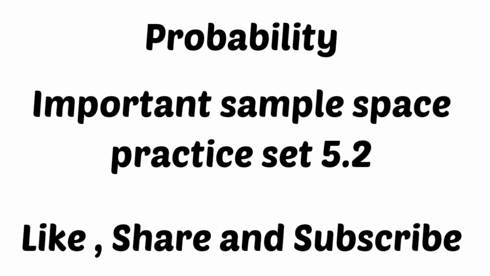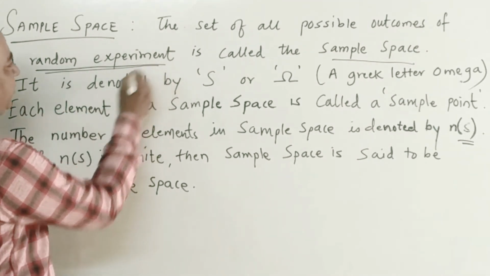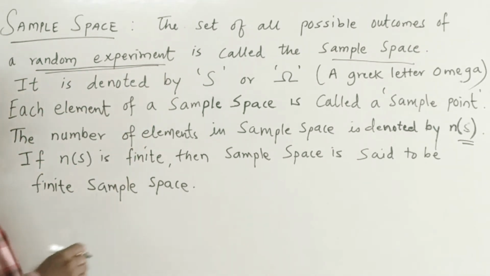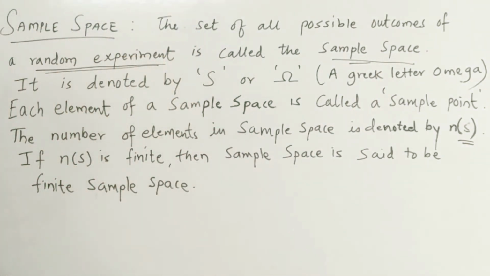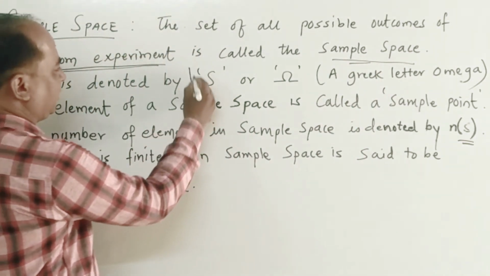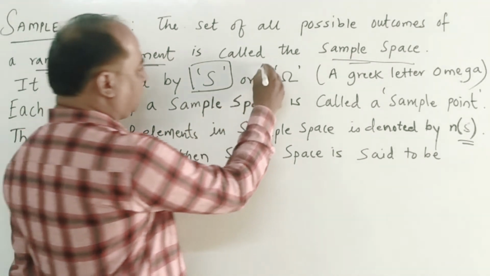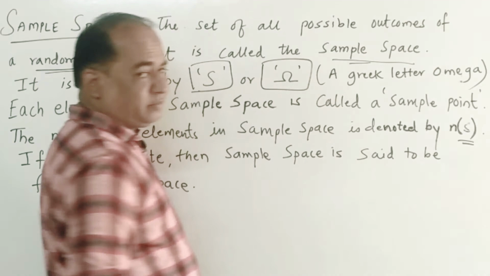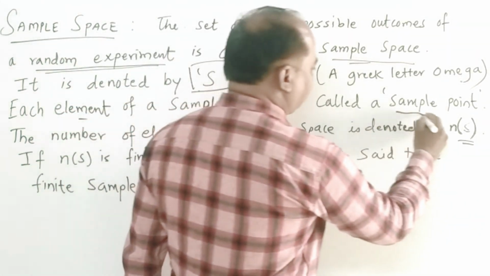What is sample space? The set of all possible outcomes in a random experiment is called the sample space. Sample space is denoted by a capital letter S or omega, a Greek letter omega. Each element of a sample space is called a sample point.